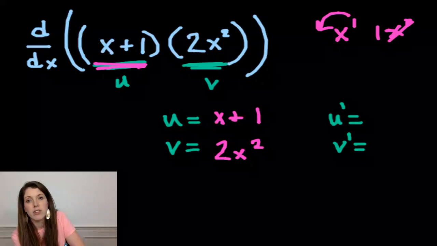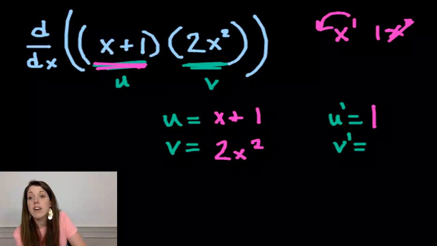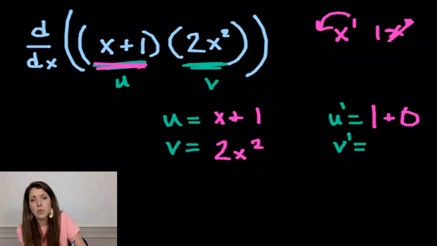X to the 0 is just 1. So the derivative of x is just 1. The derivative of a constant, 1 is a constant, is just 0. 1 plus 0, or that's redundant, we're just going to write 1, because that's all we need to say. So the derivative of x plus 1 is 1. You can slow that down and repeat it if you think I went too fast on that. But that's just the power rule and the constant rule.